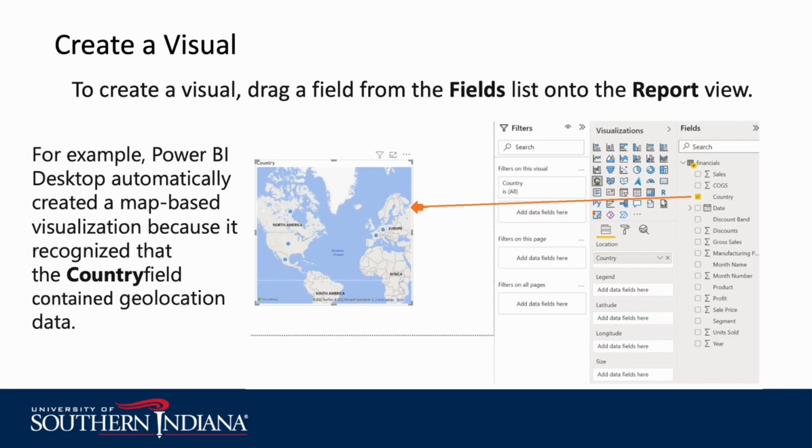To create a visual, drag a field from the fields list onto the report view. Power BI automatically recognizes certain data types, such as geolocation, and may create a map visualization. You can further customize the visual using the Visualizations pane.